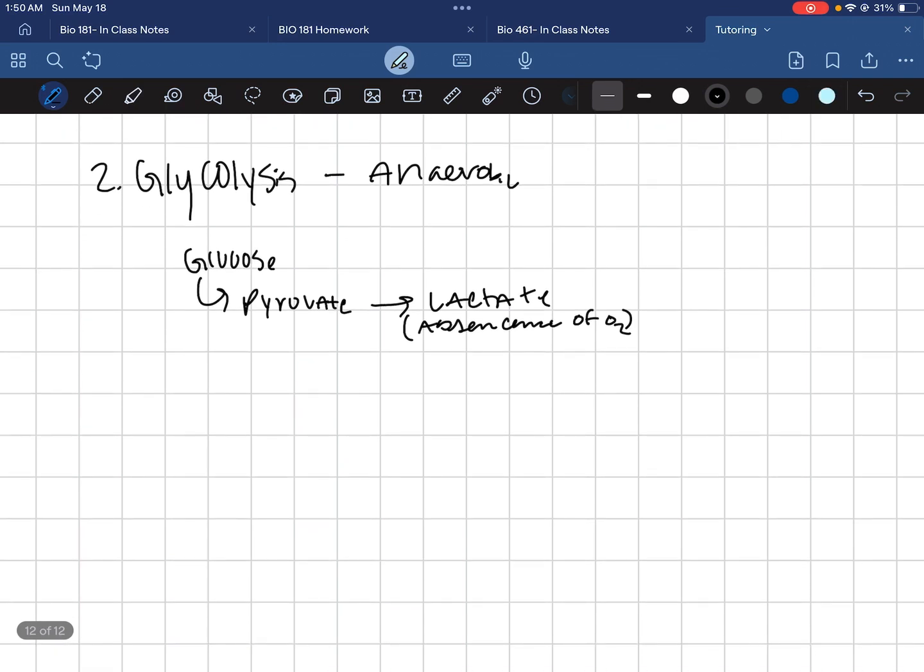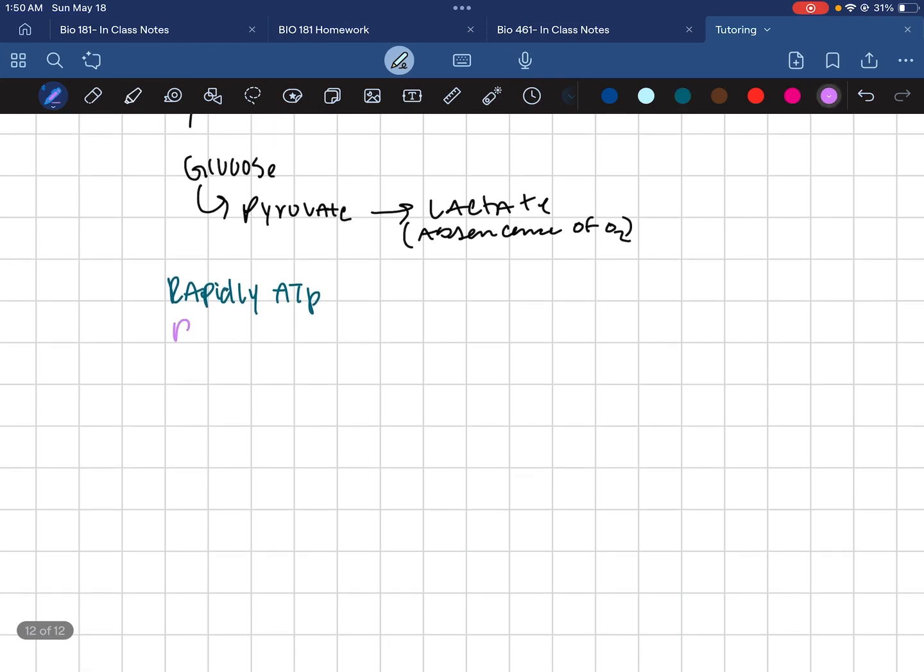Some of the advantages of this would be that it rapidly produces ATP. One of the disadvantages would be that it's inefficient because you need 2 ATP per every glucose, which then causes lactic acid to build up, I think. Or is it lactate? No, it's lactic acid. I don't know anymore, actually. Lactic acid to build up.